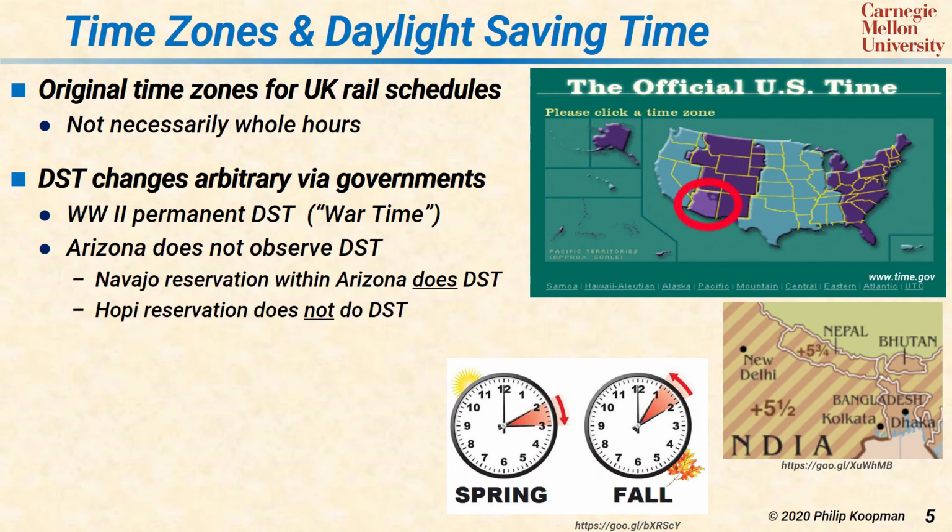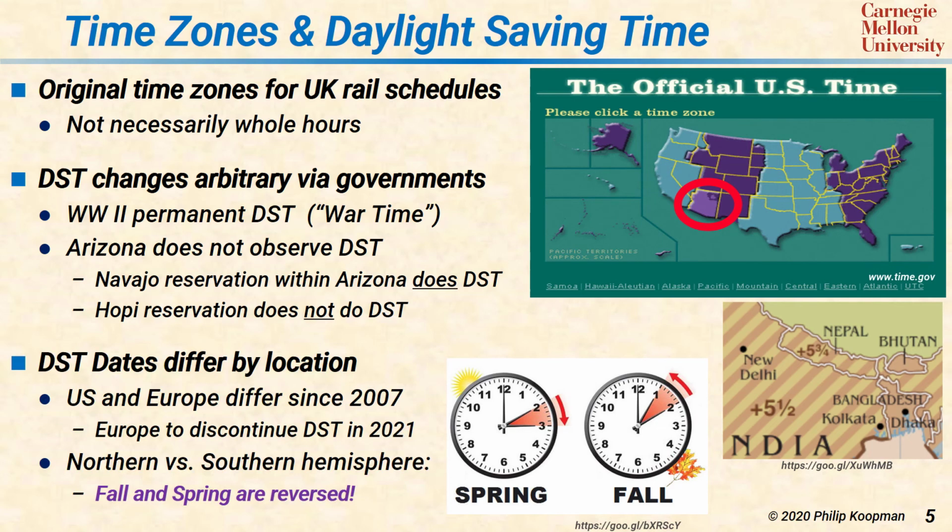Arizona, for example, does not observe daylight savings time unless you happen to be in the Navajo reservation inside Arizona, which does do daylight savings time. But there's the Hopi Reservation, which is inside the Navajo Reservation that does not do daylight savings time. So if you pick the right road, you can drive in and out of daylight savings time several times on a single road trip.